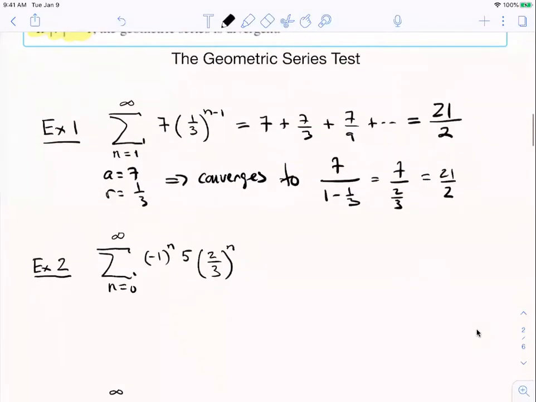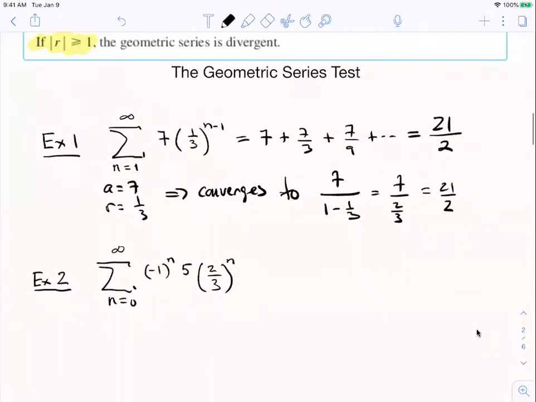All right, let's try it again. Got another geometric series. I just tried to disguise it a little bit on you here, so it's not so clear what the r is. But if I just use a little bit of rules of exponents, -1 to the n times 2/3 to the n, I can write that as -2/3 to the n. All right, so there I see my r.